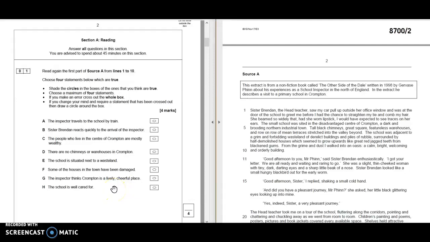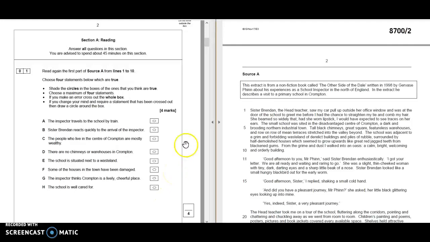Last one, the school is well cared for. Let's have a look. I walked into an oasis, a calm, bright, welcoming and orderly building. So the closest synonym there is orderly. So if something is well cared for, it's ordered, it's tidy, okay? So that, again, we've got a synonym, so that makes that one true, okay?